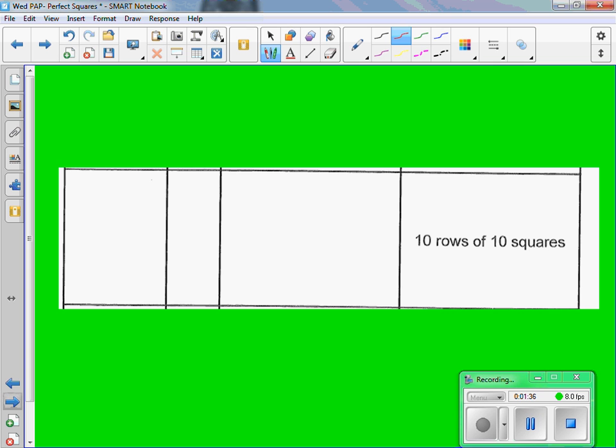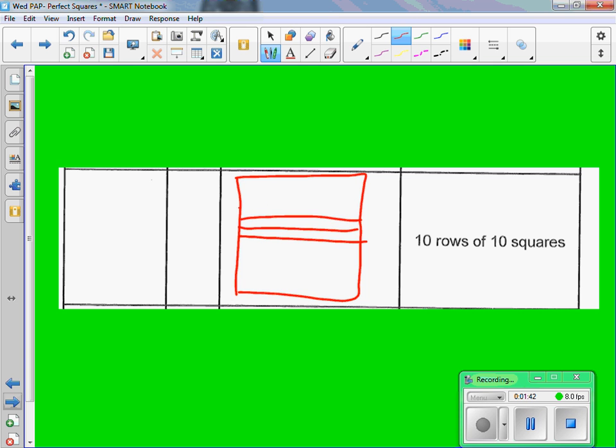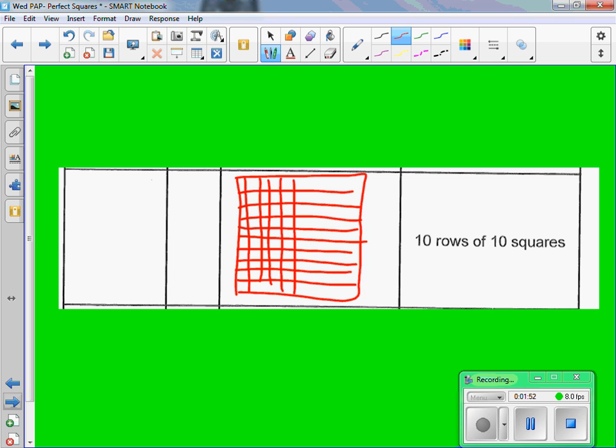10 rows of 10 squares. So this is basically a 100 grid. Takes a long time to draw these, actually. So there's my 100 squares. The side length is 10, and so this represents the square root of 100.